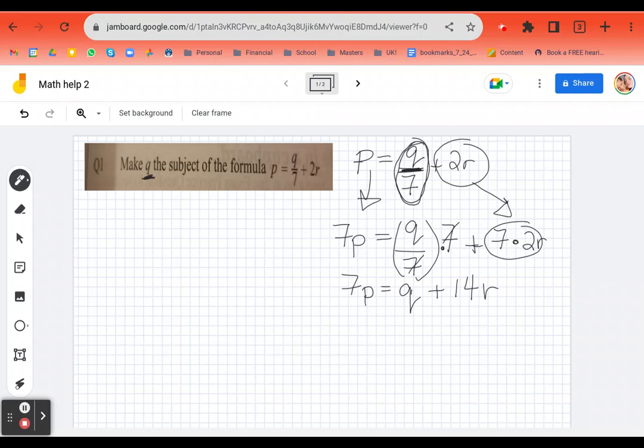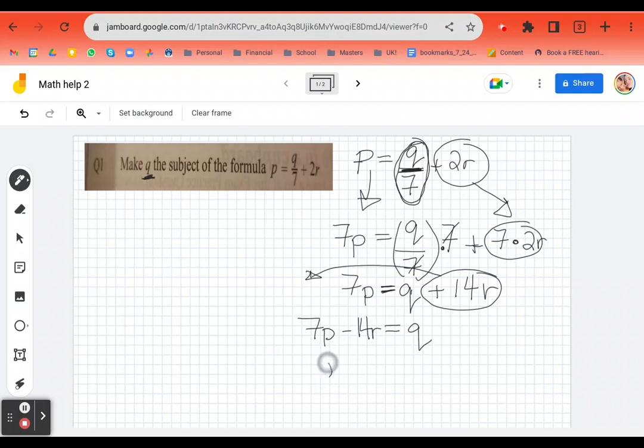Now, the next thing it says on our little checklist of what to do with our formula is to isolate, or put your subject on one side of the equal sign and all the other letters on the other side. So I want Q by itself here because Q is the subject of our formula. So I'm going to take this term and pop it on this side, which means I now have 7P minus 14R.